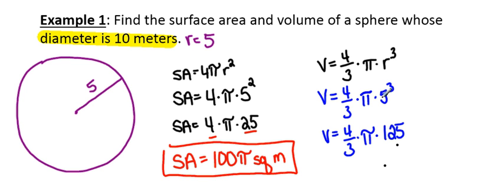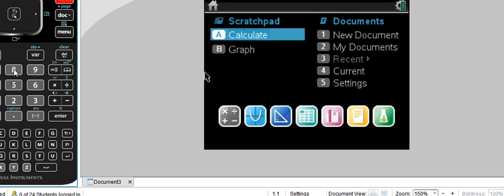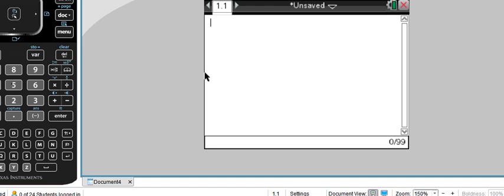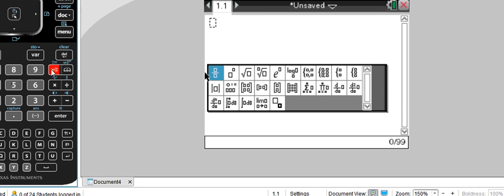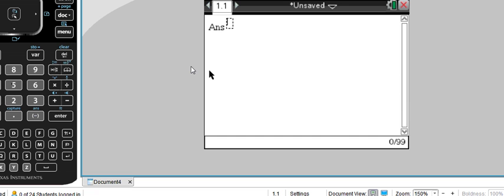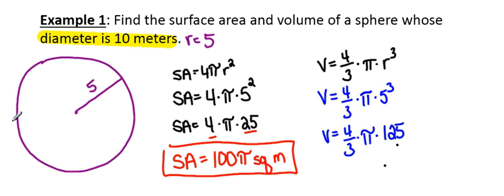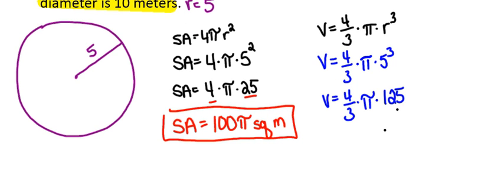Now, I knew that 5 to the third power was 125, but if that was something that you didn't know, you could go plug that into your calculator. So if I want to plug in 5 to the third power, 5 to the third power is 125. And now at this point in the problem, I've got to once again multiply 4/3 times 125.